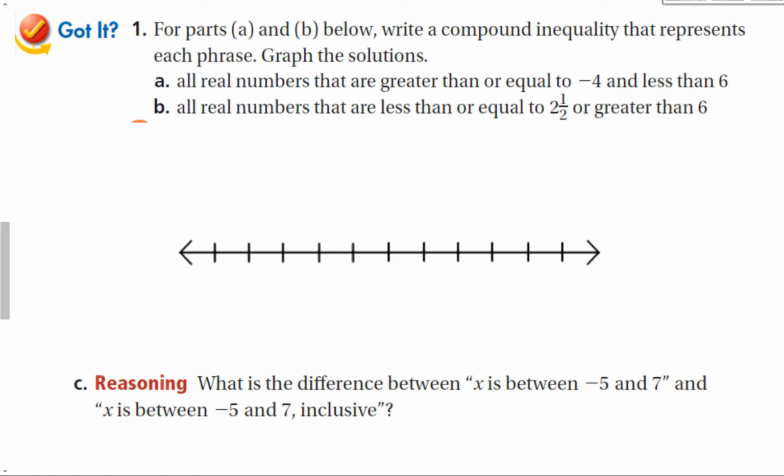Let's do part B. All real numbers that are less than or equal to 2.5. So x is less than or equal to 2.5, or greater than 6. Okay. Let's call this 2, 3, 4, 5, and 6. So I'm going to go with a solid dot. I'm sorry. Yeah, solid dot at 2.5. And I'm going to go to the left. And then an open circle at 6 and travel to the right. Okay.